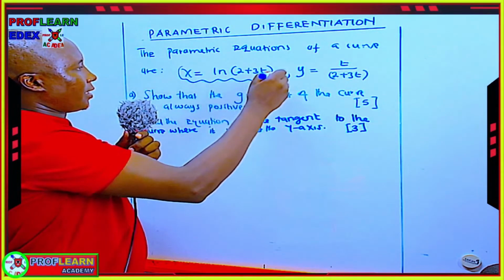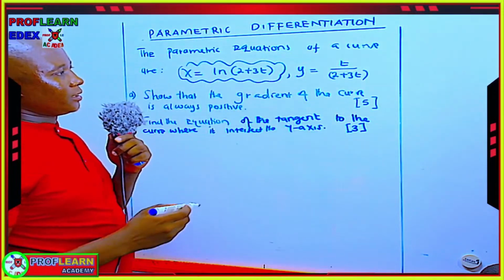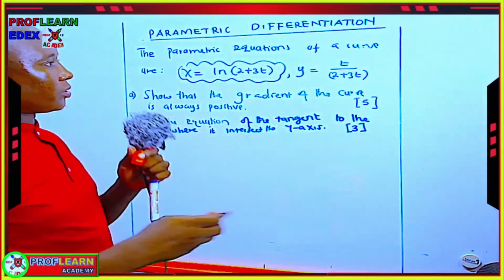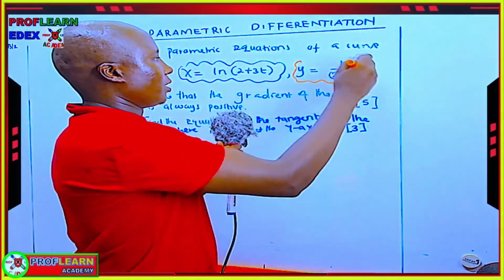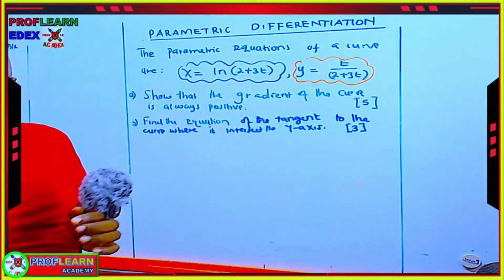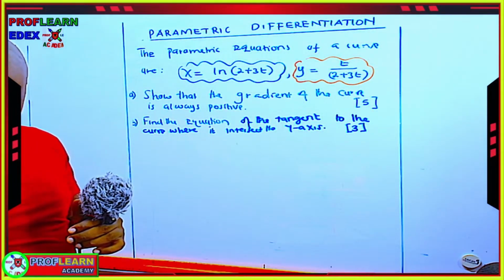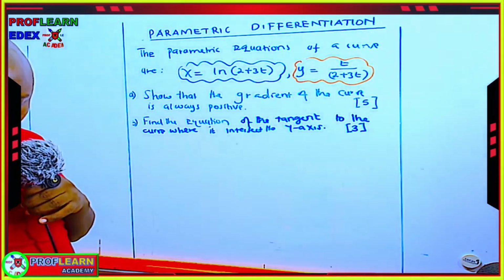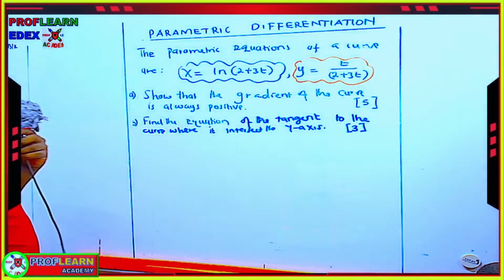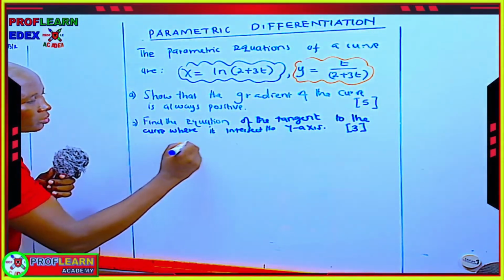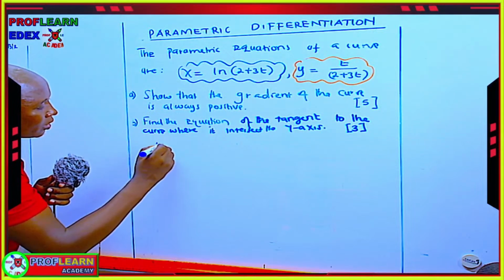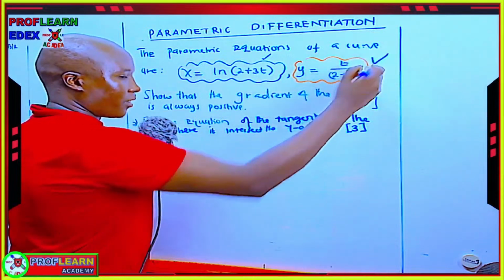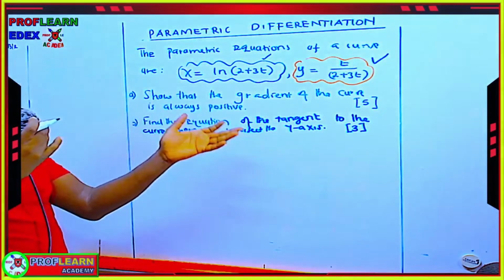x is equal to ln of 2 plus 3t. Also, we have the equation y is t over 2 plus 3t. So in order to get this gradient, we are going to focus especially on the first parametric equations. We are going to differentiate this equation and this equation separately so that we can combine them again.